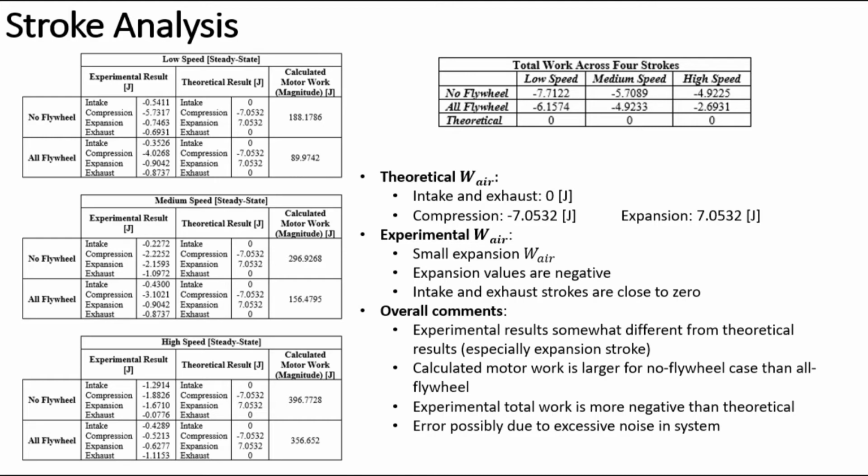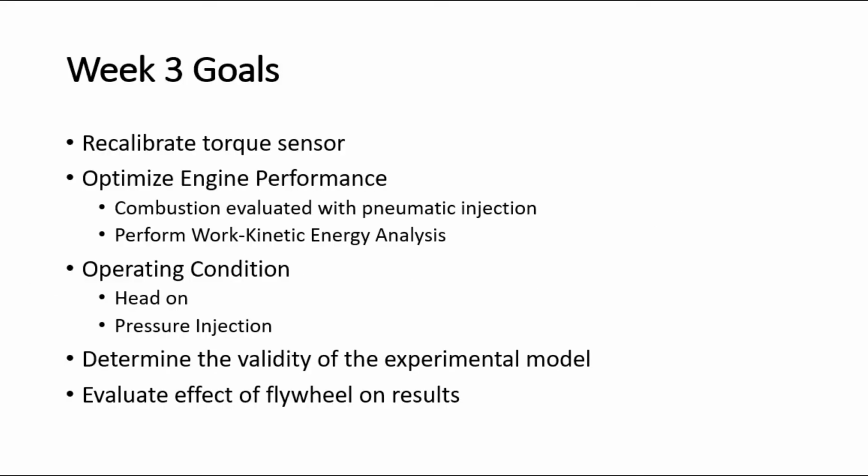From the experimental results, it is evident that the expansion curve has a very low and negative W-air value for all runs, contrary to the supposed theoretical value. The compressive, intake, and exhaust strokes show trends that are more correlated with the model values, and overall there are some deviations from the theoretical result, especially for the expansion stroke, and as such the experimental total work is also more negative in value. The error can potentially be attributed to excessive noise when running the experiment.